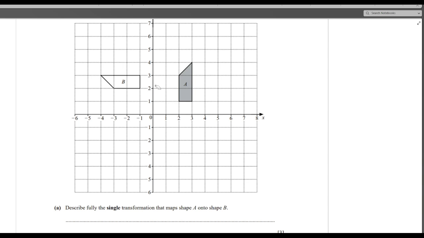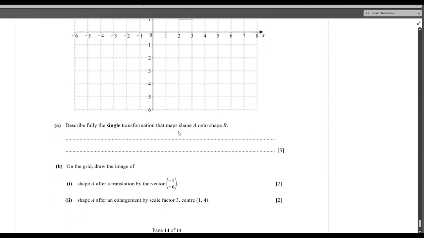So here, by looking at this diagram, I understand that this is an anti-clockwise rotation. So here I will say single transformation: it is a rotation anti-clockwise by 90 degrees, and your center of rotation is 0, 0. Okay, so for 3 marks, all these 3 pieces of information should be there.